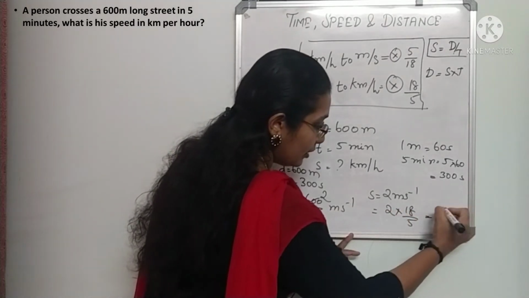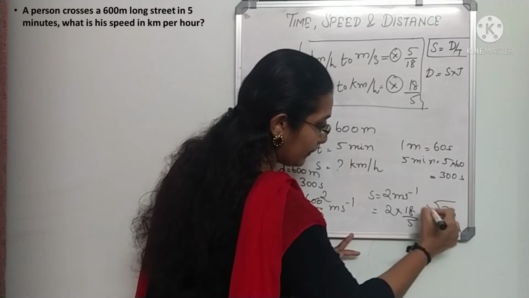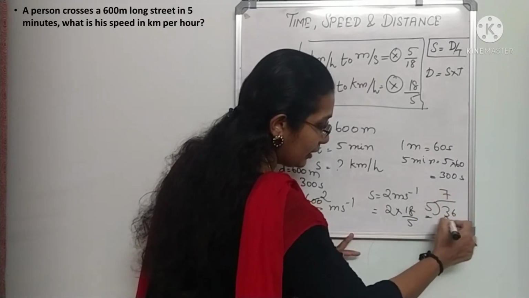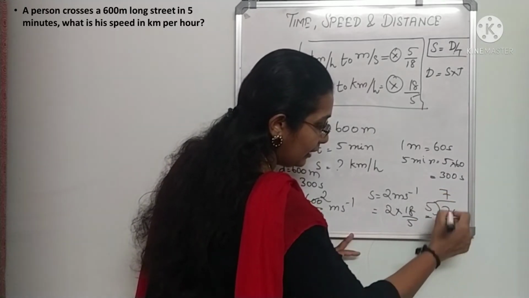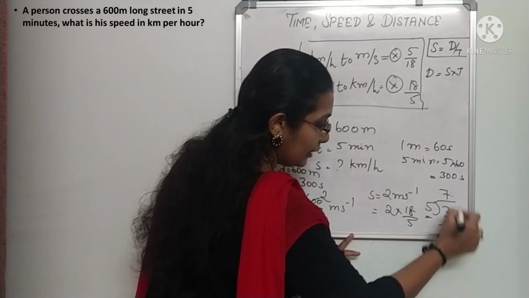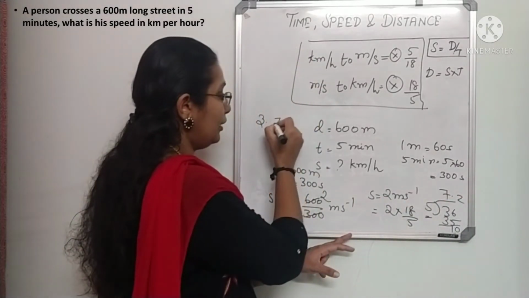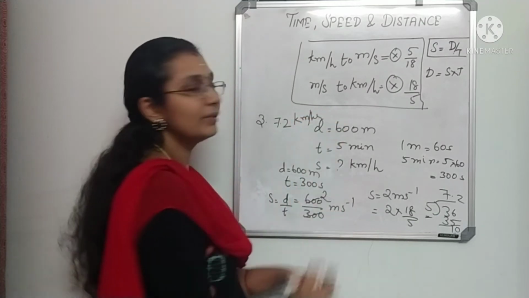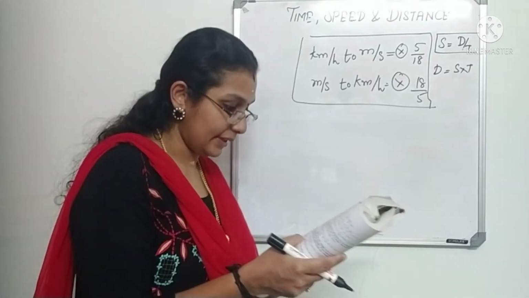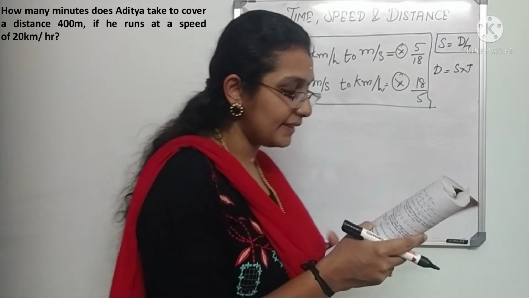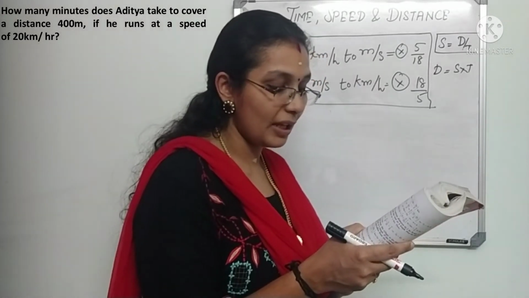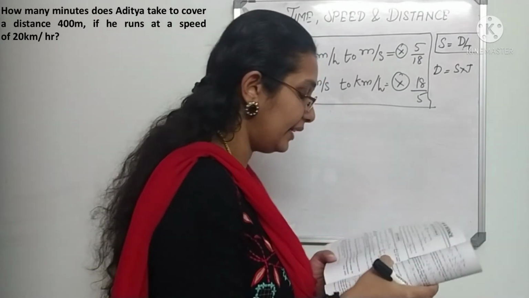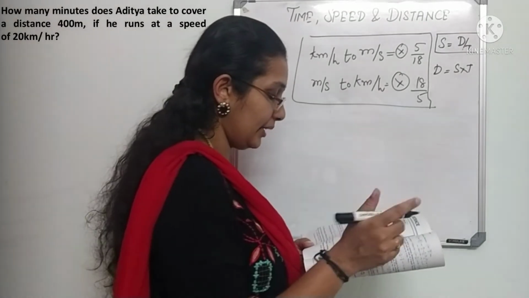Okay. So 36 divided by 5. 5 sevens are 35. Remaining 1. 5 2s are 10. So 7.2 kilometer per hour is your speed. Clear? Yes. Next question. How many minutes does Aditya take to cover a distance of 400 meter if he runs at a speed of 20 kilometer per hour?